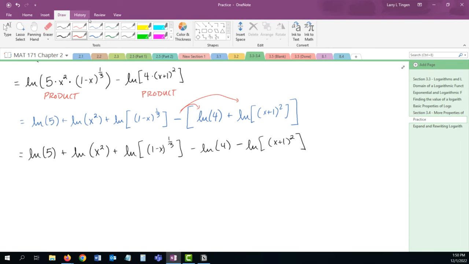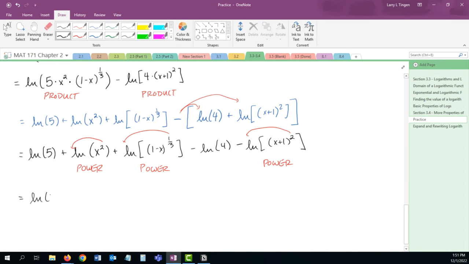Now, what else do you see? There are no more products on the inside, right? But there are logs of stuff raised to a power. Natural log of x squared, natural log of 1 minus x to the 1/3, natural log of x plus 1 all squared. So I've got 3 cases of the power rule, which means what? I get to bring it out front.